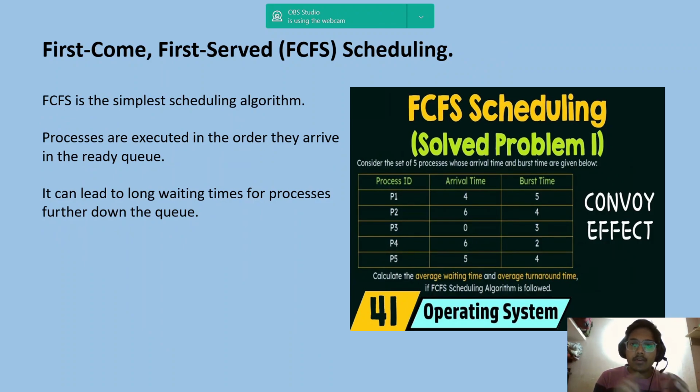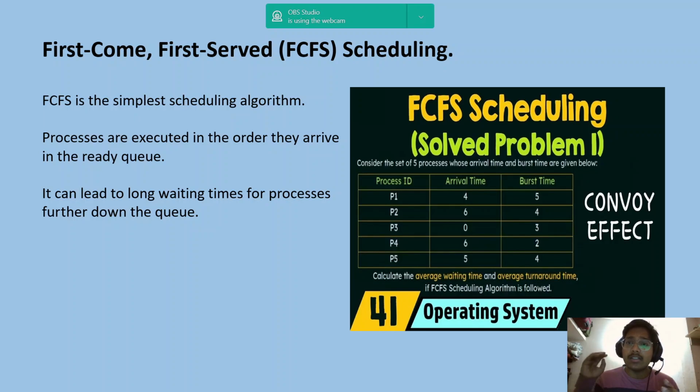So first we are going to learn about first come first served scheduling. This is a very famous scheduling, and we have a saying also, the first bird gets the worm, right? It's basically telling us that the first process which enters the ready queue will be executed first, completely. No other process will disturb it while it is being executed. Processes are executed in the order they arrive in the ready queue, and FCFS is the simplest scheduling algorithm. You can understand it very easily.